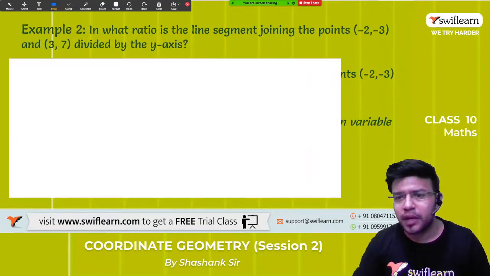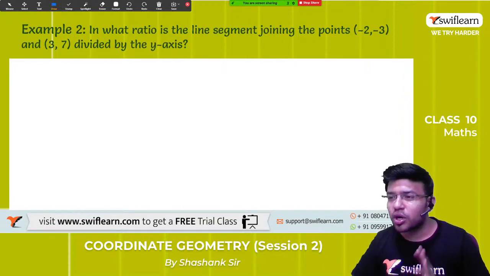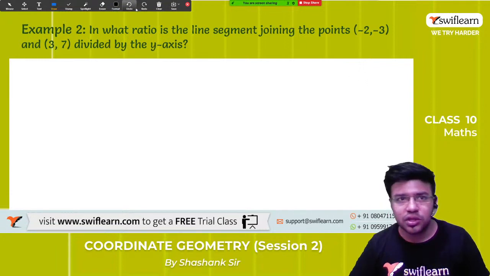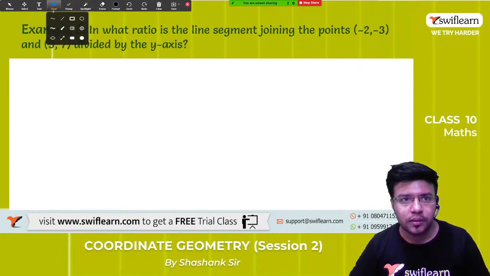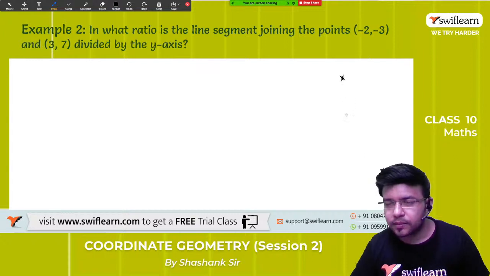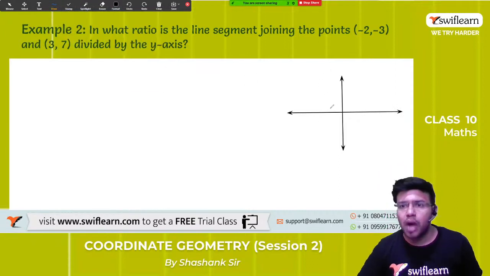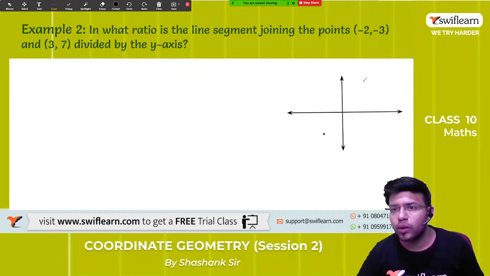सबसे पहले हमको क्या करना है? We need to draw a rough diagram. Very helpful. So this is the y-axis, this is the x-axis, this is a Cartesian plane now. And how to plot the points? Minus 2, minus 3 somewhere here, and another point 3, 7. X coordinate is 3, y coordinate is 7. Now join them.